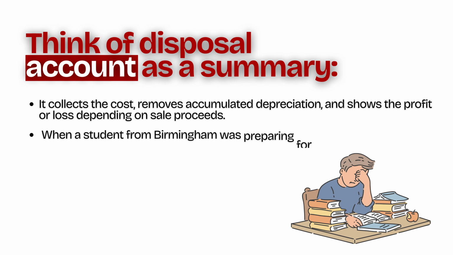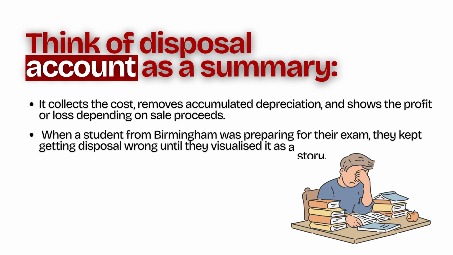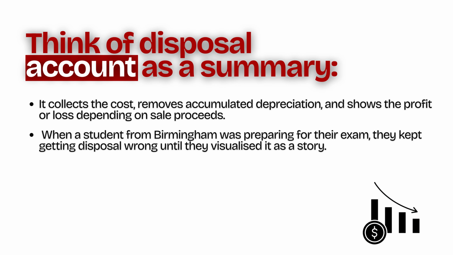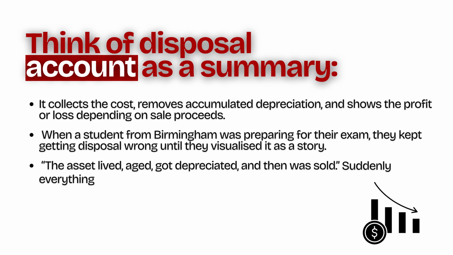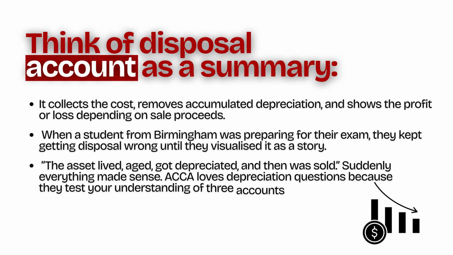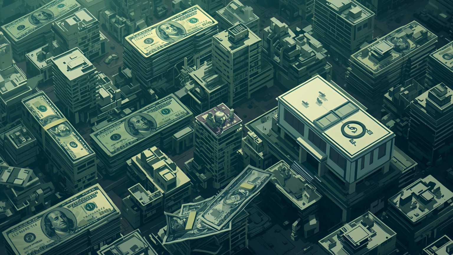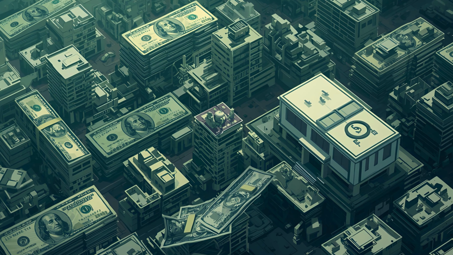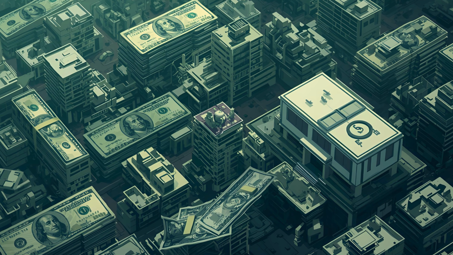When a student from Birmingham was preparing for their exam, they kept getting disposal wrong until they visualized it as a story. The asset lived, aged, got depreciated, and then was sold. Suddenly everything made sense. ACCA loves depreciation questions because they test your understanding of 3 accounts in one go: accumulated depreciation, non-current assets cost, and disposal.